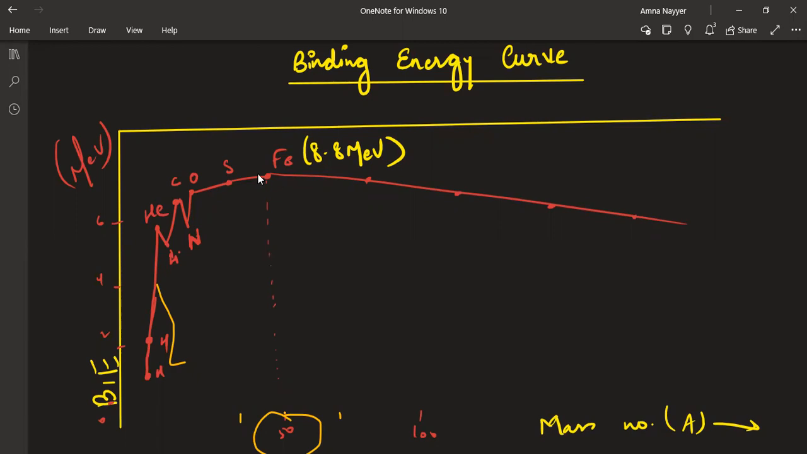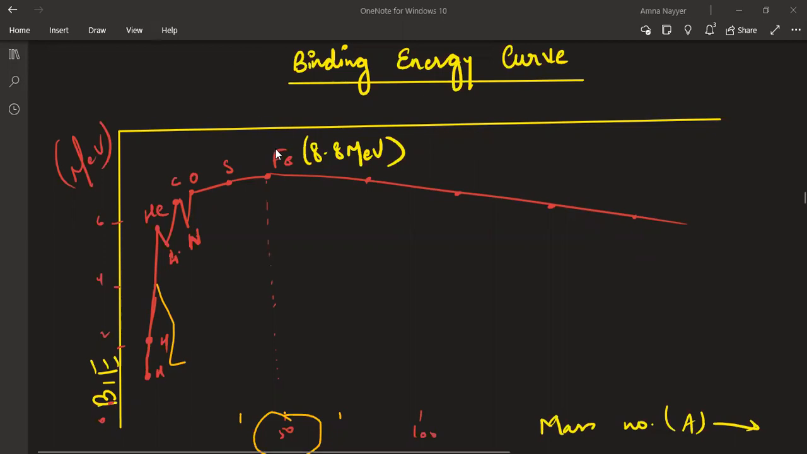Iron had the highest value, 8.8 mega electron volt. After this, the mass number is still increasing, but you can notice here it is around 7 point something, here around 7.9, this is around 6, then this is around 5 point something, and it is decreasing. So this is how you see the variation of the binding energy curve across the periodic table. Fine? Clear to all of you? Yes, ma'am.